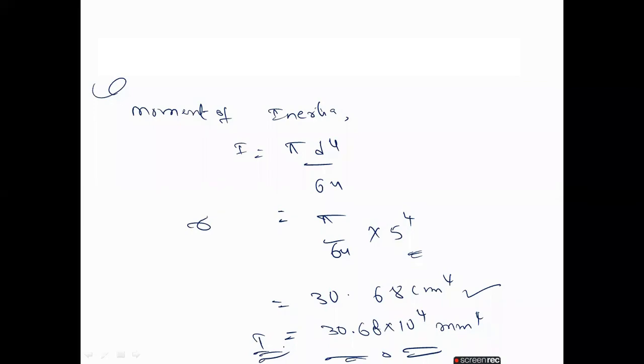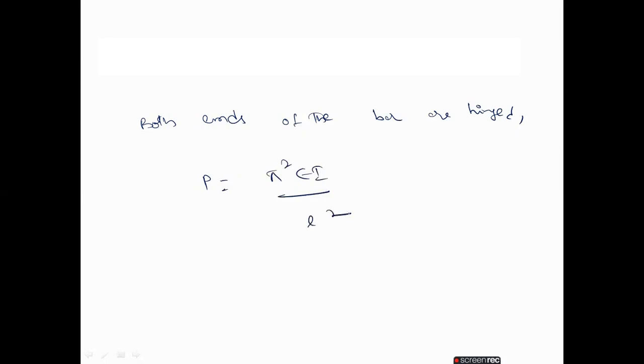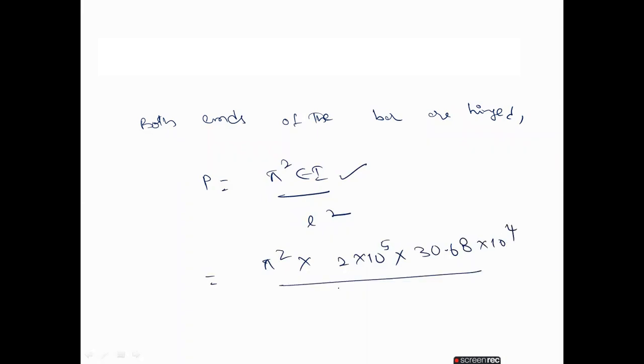Now, as both ends of the bar are hinged, the crippling load formula is P equal to pi square EI by L square. So pi square, E is 2 into 10 to the power of 5, I is what we just calculated, 30.68 into 10 to the power of 4, divided by L square, which is 3000 square. So we will get the answer, 67.288 kilonewton. So this is the answer.